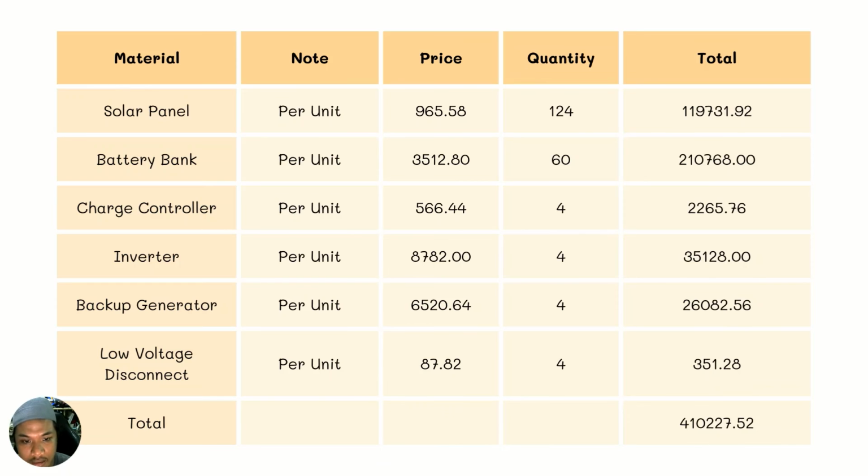For inverter, 35,128 ringgit. For backup generator, 26,082 ringgit and 56 cents. And low voltage disconnect, 351 ringgit and 28 cents. All of them need 4 quantity. And the total for all the material is 410,227 ringgit and 52 cents.